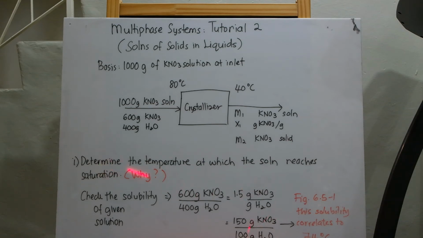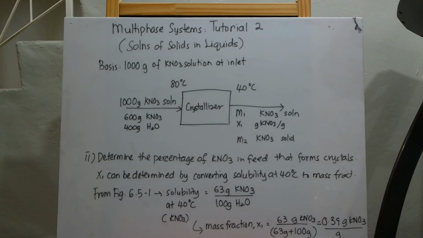Okay, let's go. So for this solution, it reaches saturation at 74. So we have answered section 1. Now we are going to look at section 2. We need to determine the percentage of potassium nitrate in feed that becomes crystals. Question 2: determine the percentage of potassium nitrate in feed that forms crystals after cooling. Actually we need to determine M2.